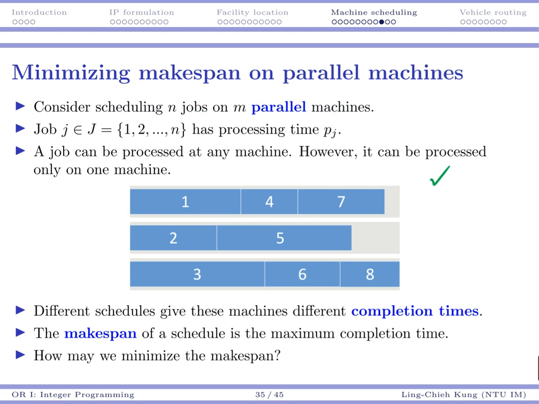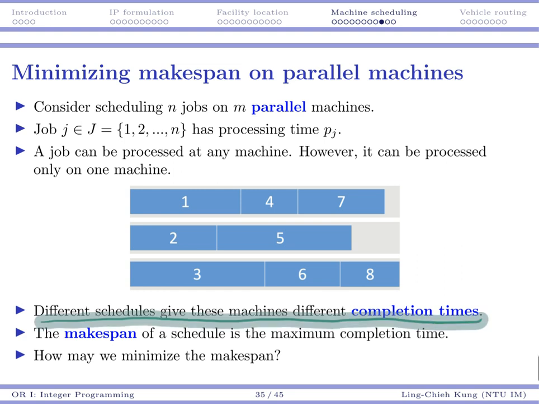Again, we have the index set for a job. So we have job 1, job 2, up to job n, and they have processing times. We call each p_j. A job can be processed by any machine, but it can be processed on only one machine. So if you schedule job 1 on machine 1, then there's no way for machine 2 and machine 3 to help in processing job 1. Job 1 belongs to machine 1. Now, different schedules give each machine a different completion time.